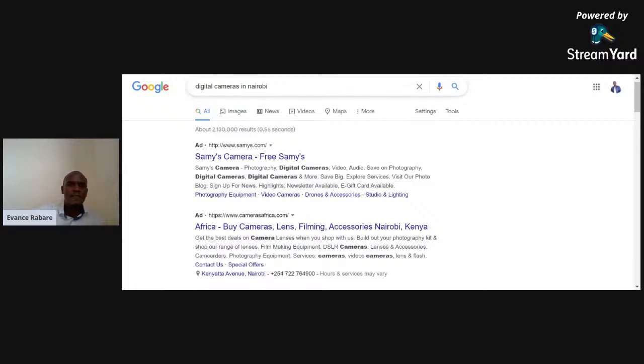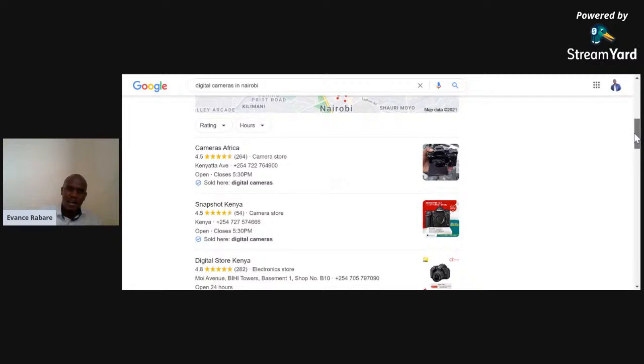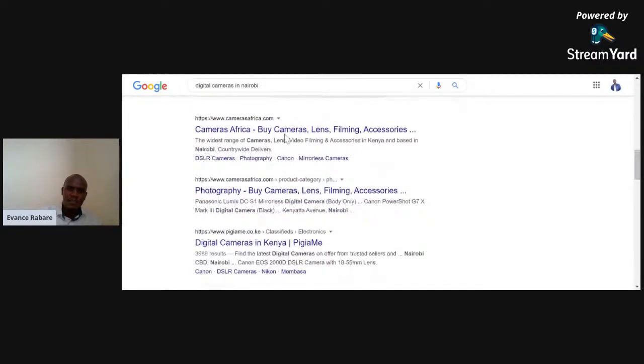But here at the top, we have digital cameras in there. That is now the search. So this is the search engine page. If you scroll down here, these ones do not have an ad label. This is telling you that these ones have been optimized. They're appearing on the first page by the fact that their SEO has been optimized. And that is the same case that you're having here.